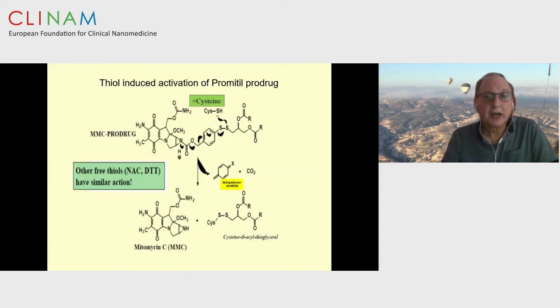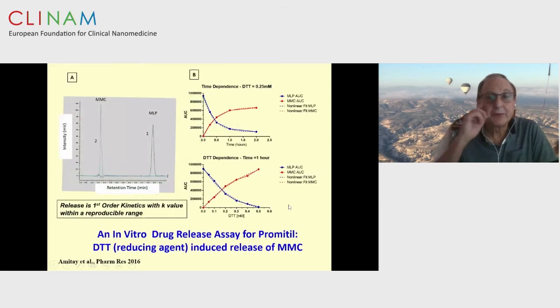So we have shown very clearly that using reducing agents, either cysteine or N-acetylcysteine or DTT or many other free thiols, we can actually cleave the prodrug and release active mitomycin C plus some non-toxic byproducts. And we have shown clearly that this can be kinetically evaluated in an in vitro drug release assay using DTT, which is a classical reducing agent.